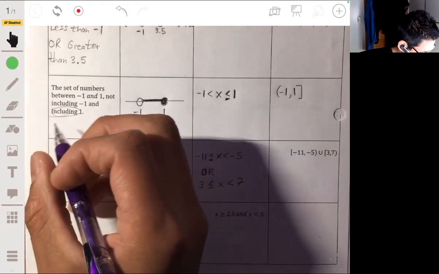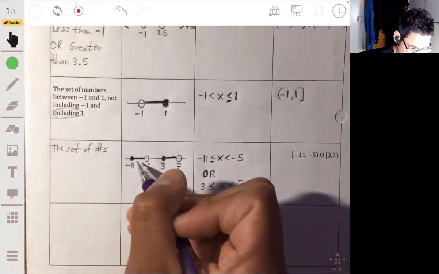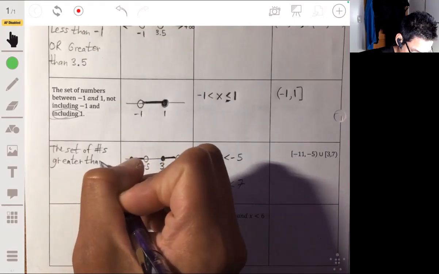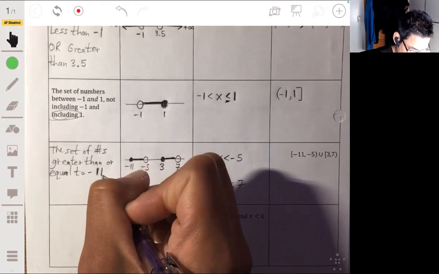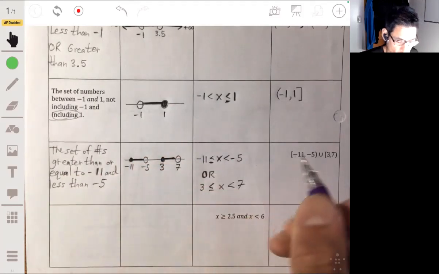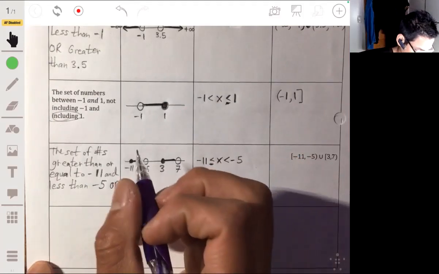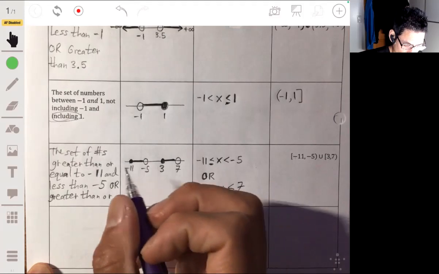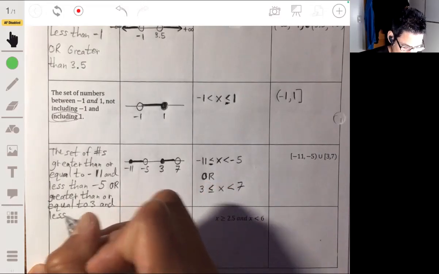And then we just write this in words. We can put the set of numbers greater than or equal to -11 and less than -5, or greater than or equal to 3 and less than 7.